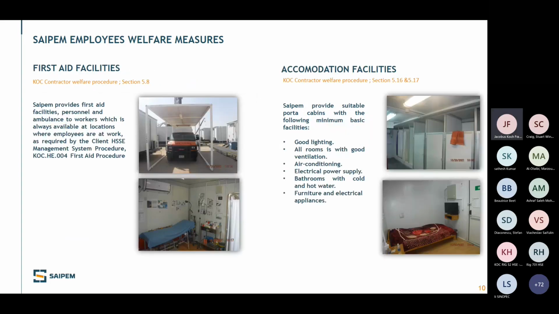First aid facilities. SAIPAM provides first aid facilities, personnel and ambulances to workers, which are always available at locations where employees are at work, as required by the client's HSE management system procedure, KOC.HSE.004 first aid procedure. SAIPAM provides suitable porta cabins with the following minimum basic facilities: good lighting, all the rooms with good ventilation, air conditioning, electrical power supplies, bathrooms with cold and hot water, furniture and electrical appliances.